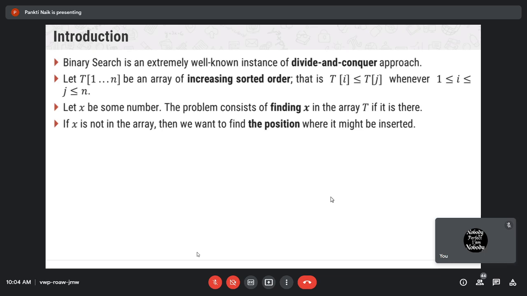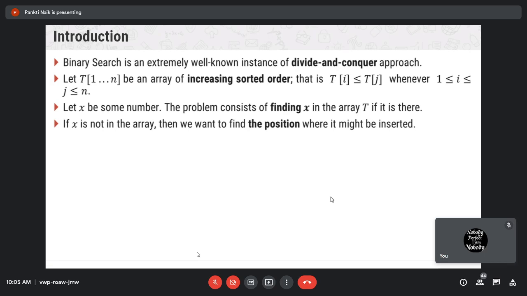So take an array T[1 to n] in increasing sorted order, that is, T[i] is always less than or equal to T[j] whenever 1 <= i <= j <= n. It means T is your increasing sorted array. So the first element is less than the second element, which is less than the third element, which is less than the fourth element, like this.